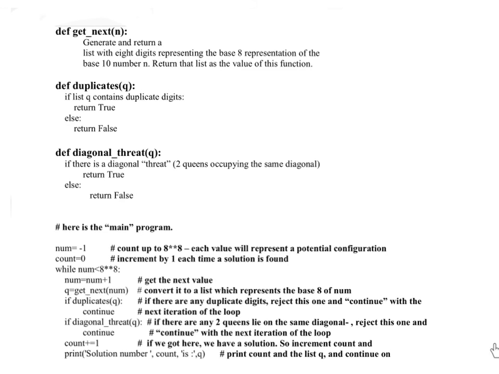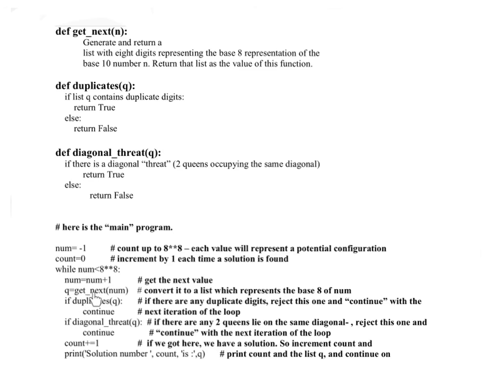And now here we have the complete program. This part of the program down here is the main program. And so we start counting. We start with num equals -1. And num is going to be the number that we're going to then make into a base 8 number. Count is equal to 0. This is going to count how many solutions we have. And so we say while num, which is -1 when it starts out, is less than 8 to the 8, immediately I say num equals num plus 1. Since num started out as -1, num immediately becomes 0.